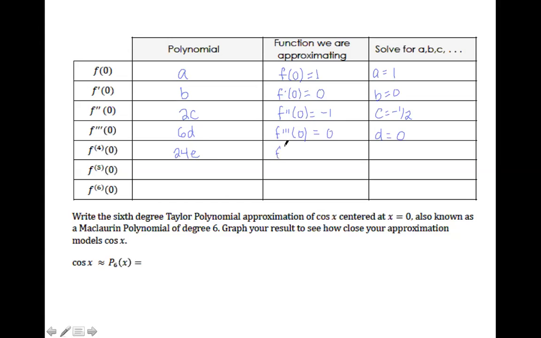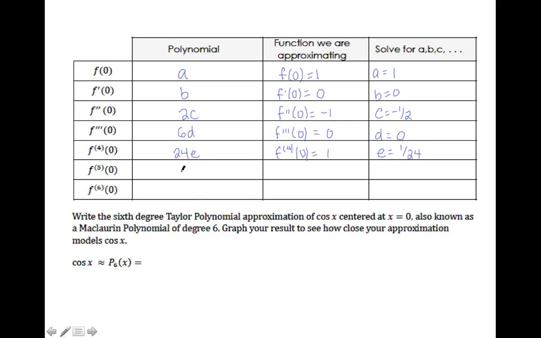Our fourth derivative of our original cosine function. When we get down to the fourth derivative, we are back to cosine of x. Cosine of 0 is 1. So our e value here, 24e equals 1, so e equals 1/24.